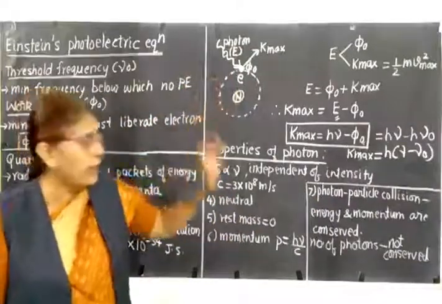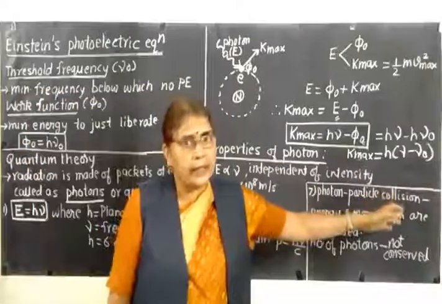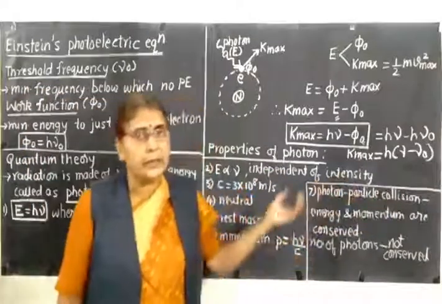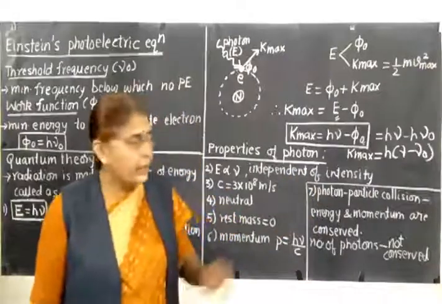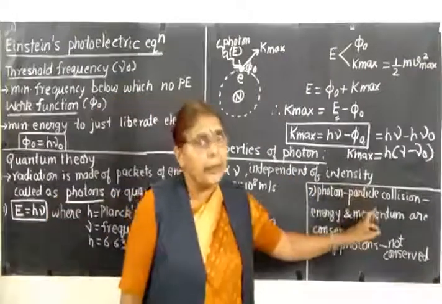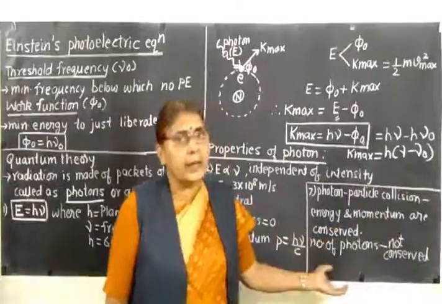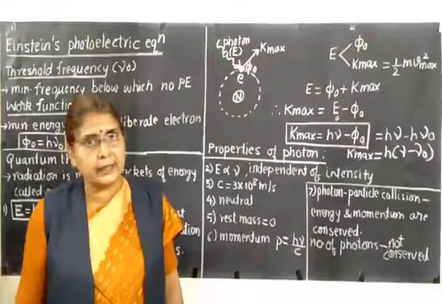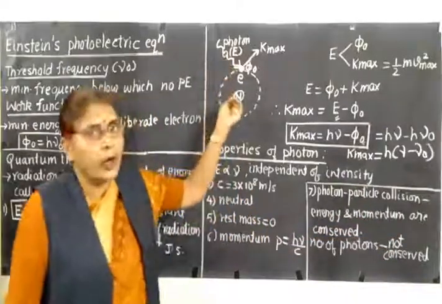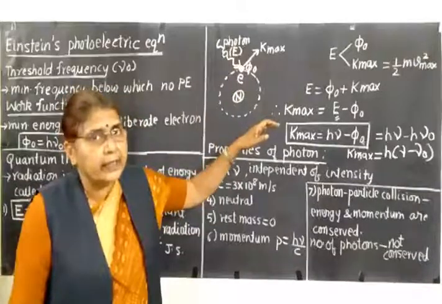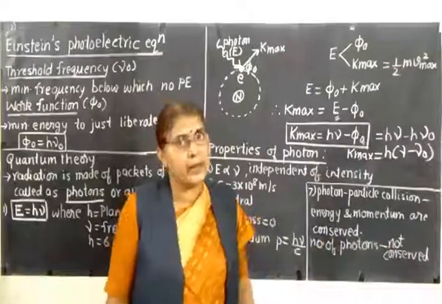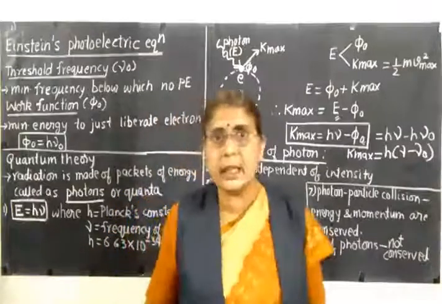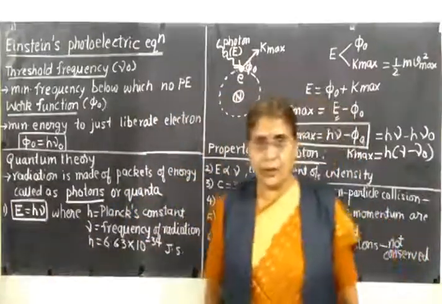Just in general, in any photon particle collision, that is in any collision between a photon and a particle, it is an elastic collision, therefore energy and momentum are conserved, but the number of photons may not be conserved. That is, a photon can be absorbed or a new photon can be created. Number of photons is not conserved, but energy and momentum are conserved. So these are some of the properties of a photon.